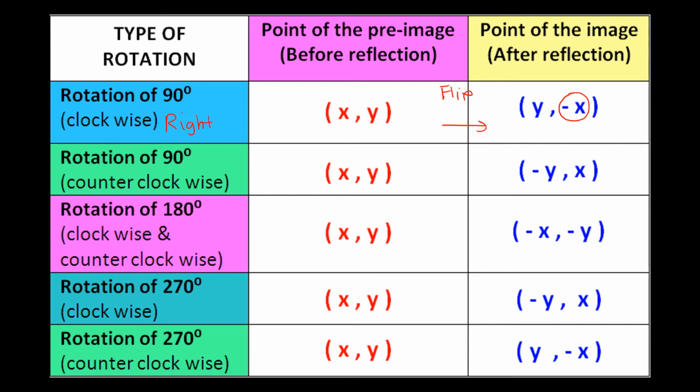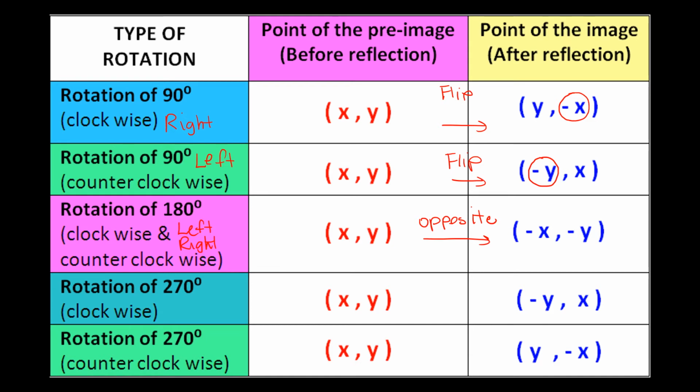Remember, rotating 90 degrees counterclockwise means I'm moving to the left. So when I move to the left, I flip my coordinates, and now my y becomes opposite. Rotation of 180 degrees. Remember, rotating 180 degrees means that I can go left or right, and that's the same direction. Rotating clockwise or counterclockwise is the same direction for 180 degrees. I don't flip, but my signs become opposite for x and y.